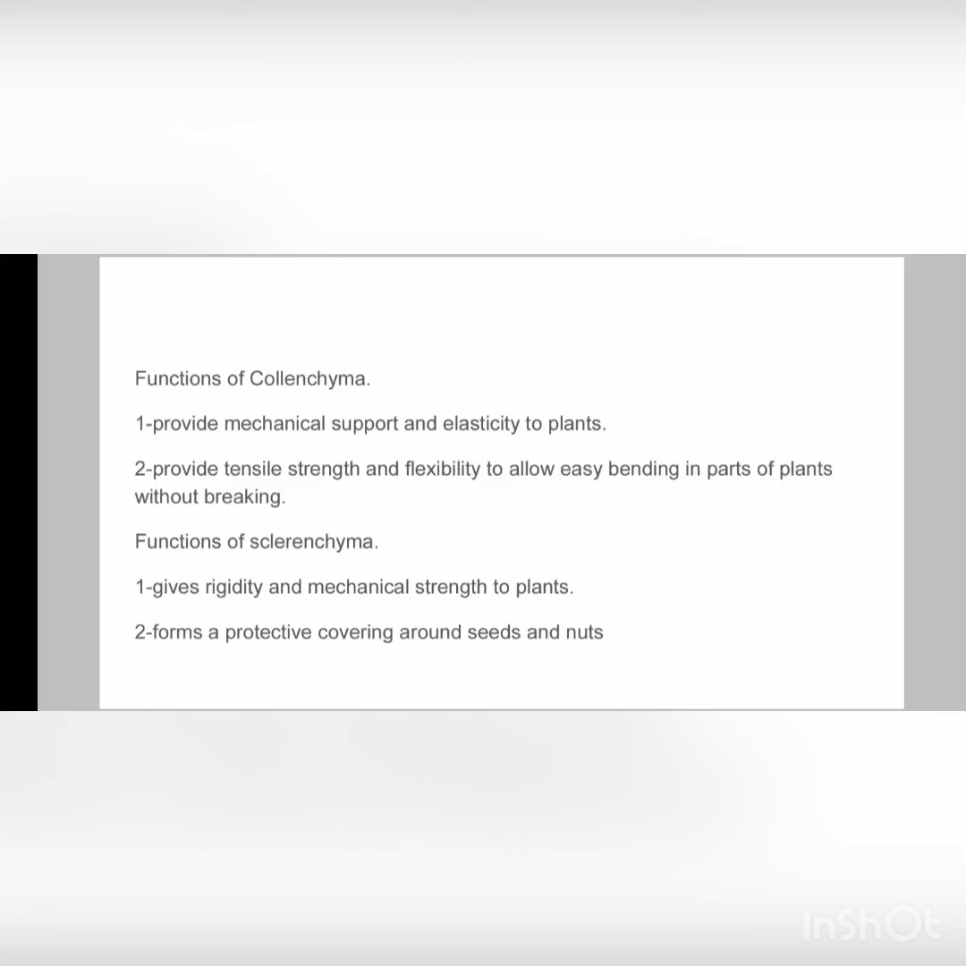And the functions of collenchyma: provide mechanical support and elasticity to plants, and provide tensile strength and flexibility to allow easy bending in plants so that they cannot break. And then sclerenchyma, they give rigidity and mechanical strength to the plant and form a protective covering around the seeds and nuts. Now, I hope you all are able to understand about simple permanent tissues.